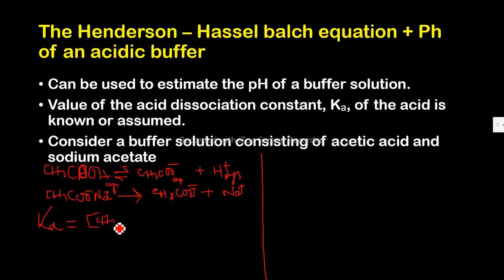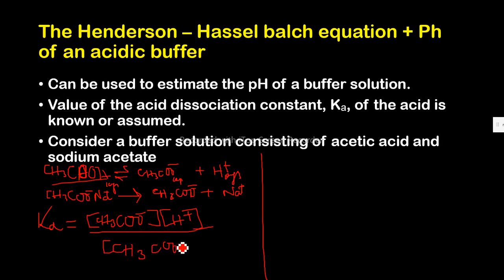So the concentration of acetate ions times the concentration of hydrogen ions, everything divided by the concentration of undissociated acid, which is simply CH3COOH. It should give us the Ka.